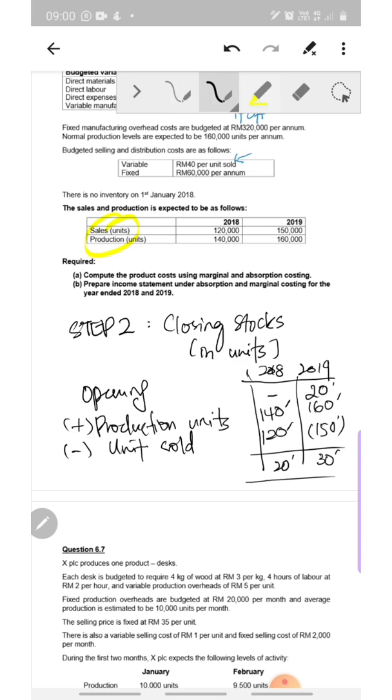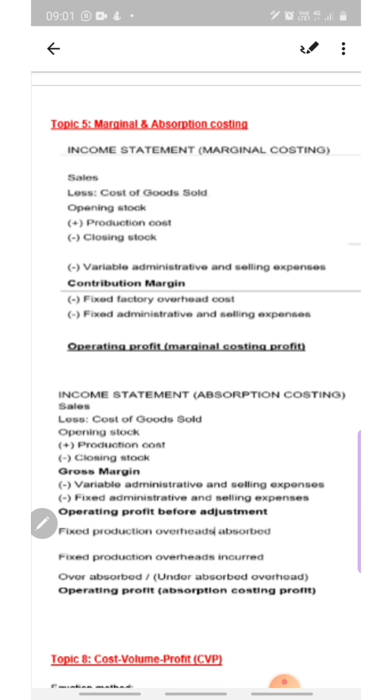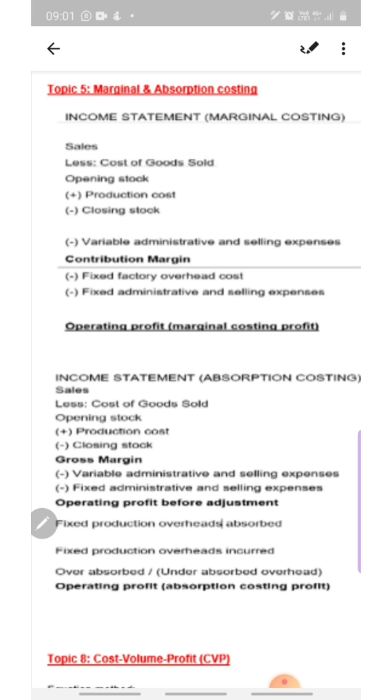Okay, next, step 3. Draw the format. Let's go to the format. This is the format for income statement, marginal costing and income statement, absorption costing. So for step number 3, you just take a piece of paper and write down all the formats first. Later we will fill in the blanks. In the next part, I will show you how we're going to fill in the blanks.